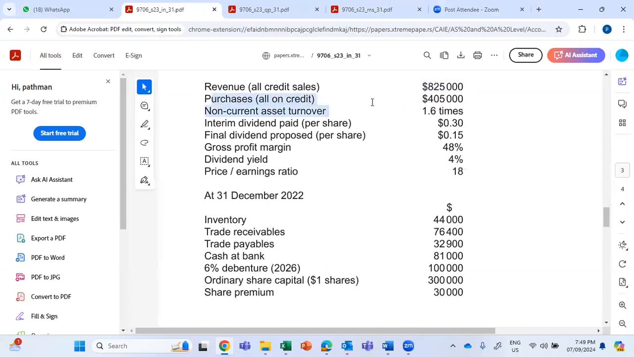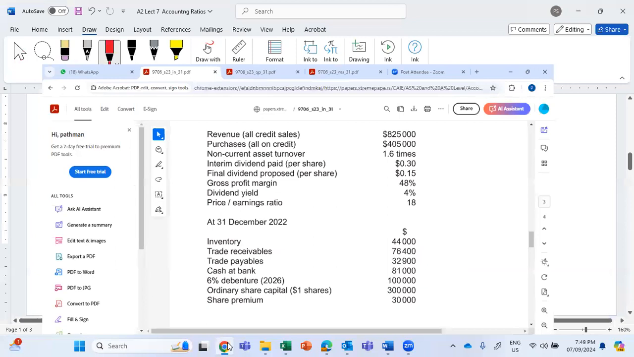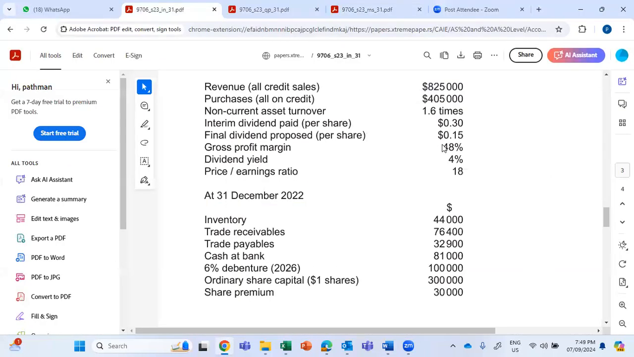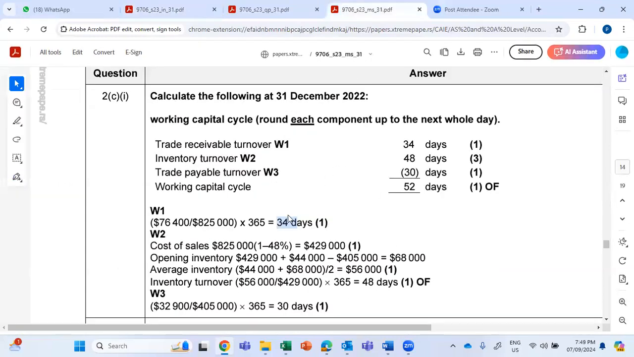So you know the purchases, you know the closing inventory, so you can find the opening inventory. That one I believe you can do yourself. Your cost of sales will be 52% of 825. That figure equals opening inventory plus the purchases that we know, minus the closing inventory that we know. So you can find your opening inventory. That's how they find it. The opening inventory is 68,000.